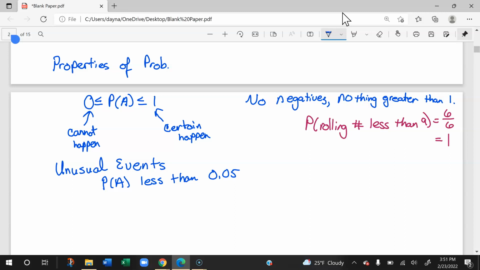That means it's something that we kind of need to look at. That means it may be an outlier. Again, this is not a hard and fast rule. We're just going to establish this rule for our class. It depends on what industry you're in as to what they consider an unusual event. So practice some basic probabilities and let me know if you have any questions.